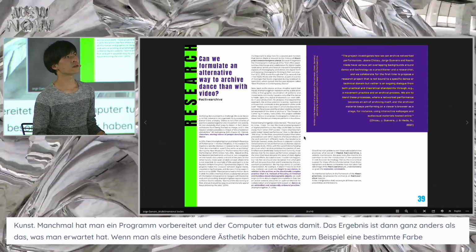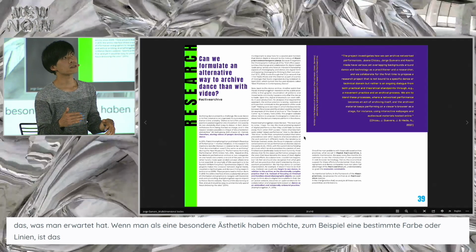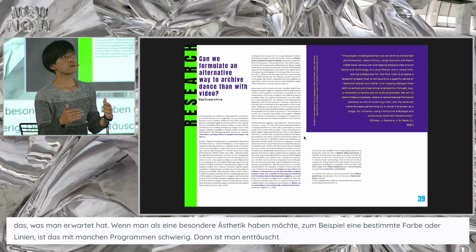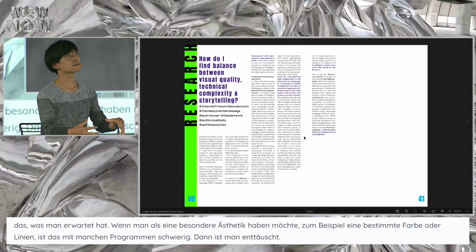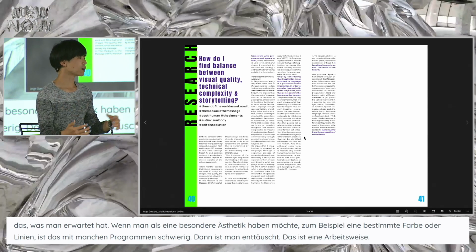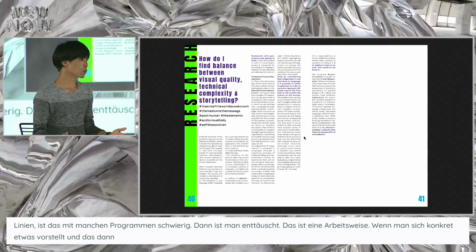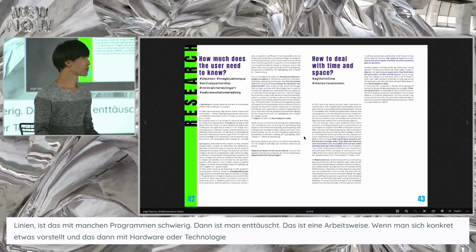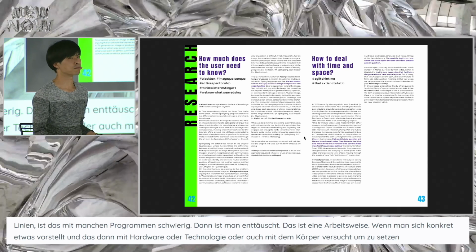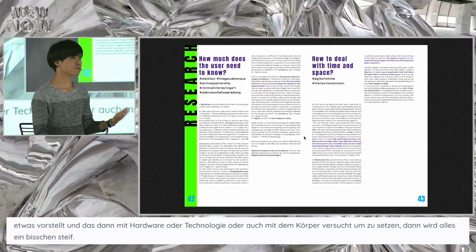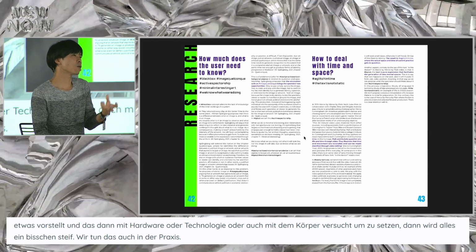I think that kind of working, where you picture something really concretely and try to do it with hardware or a program or any technological thing, or even with a body, makes everything stiff. But if we just say that we do something with a computer and we dance, that's what we do with the practice, and that's really rich. It can become something more, and that's how we give agency to the tools.